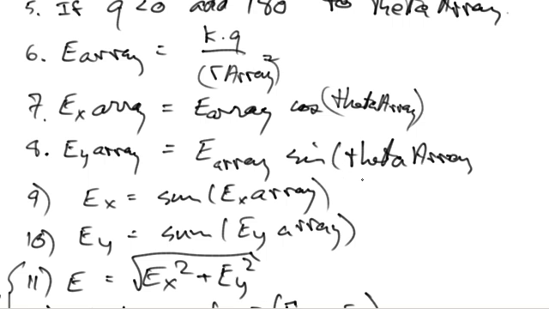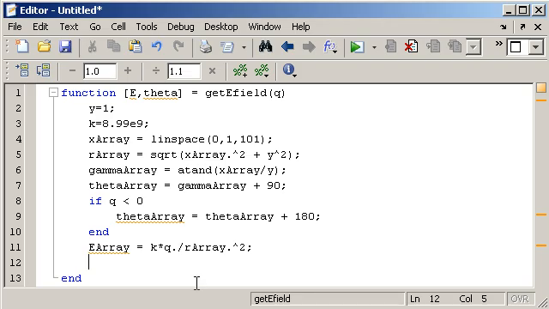Back to the plan, and it says get the x component of each element of that array, store it in an array. Ex array is equal to E array dot star cosine of theta array.